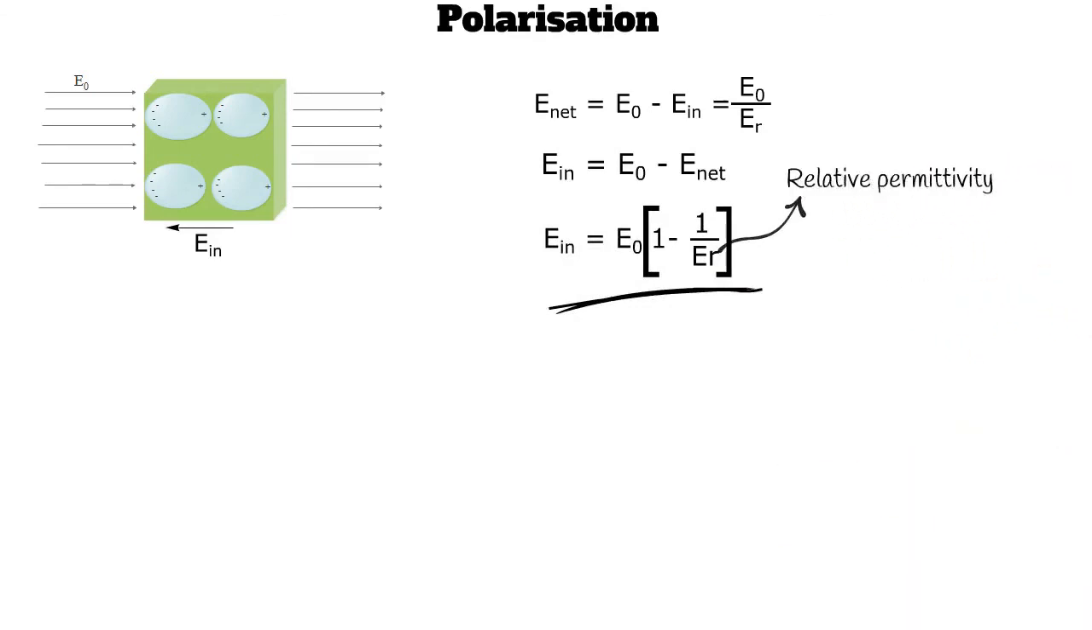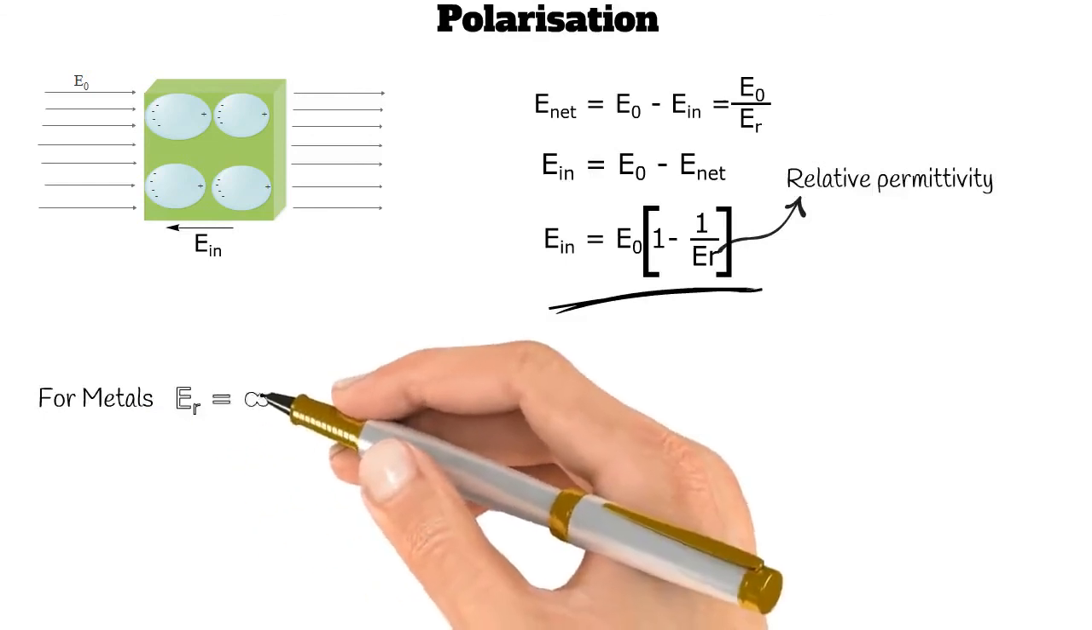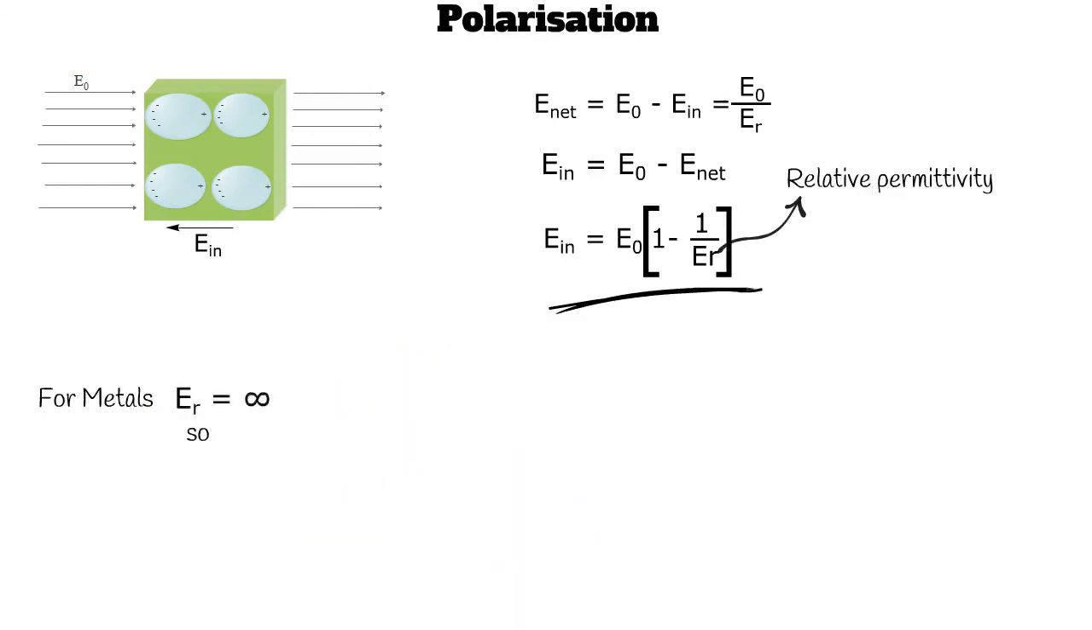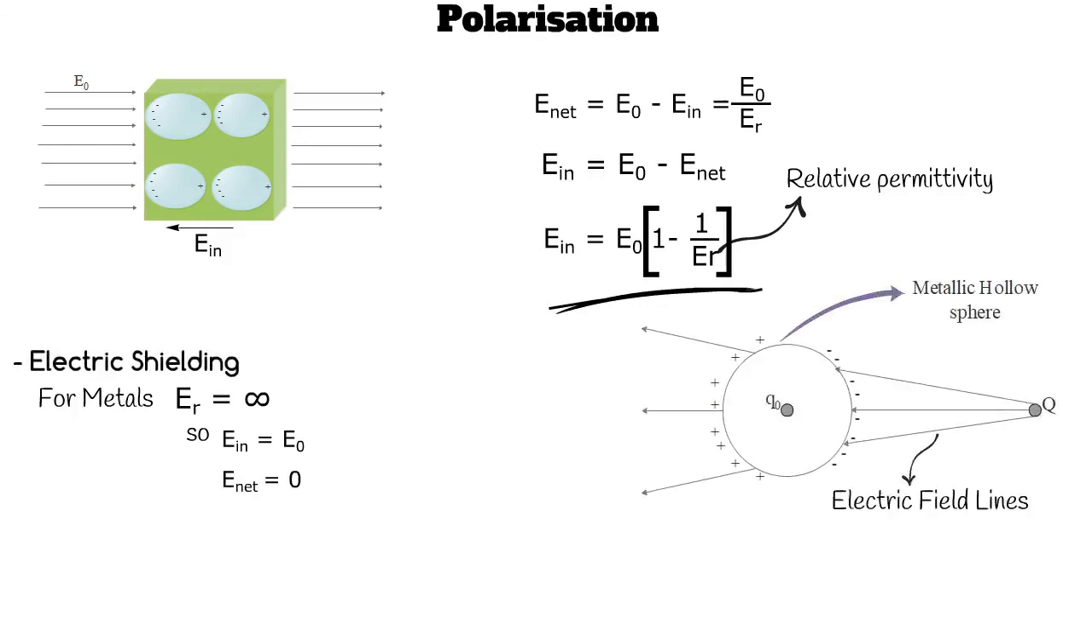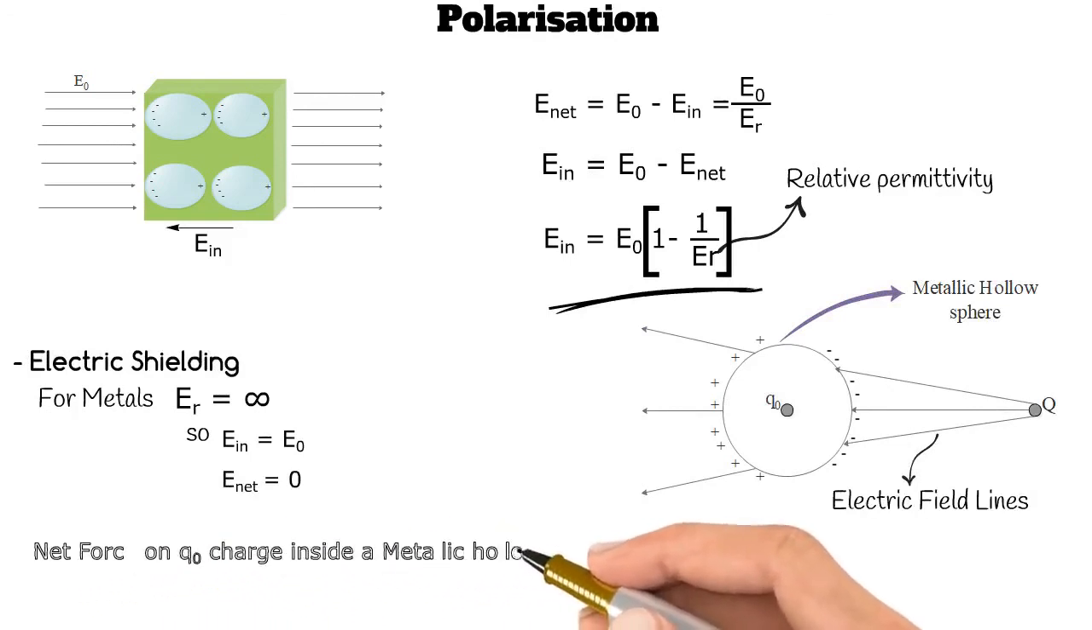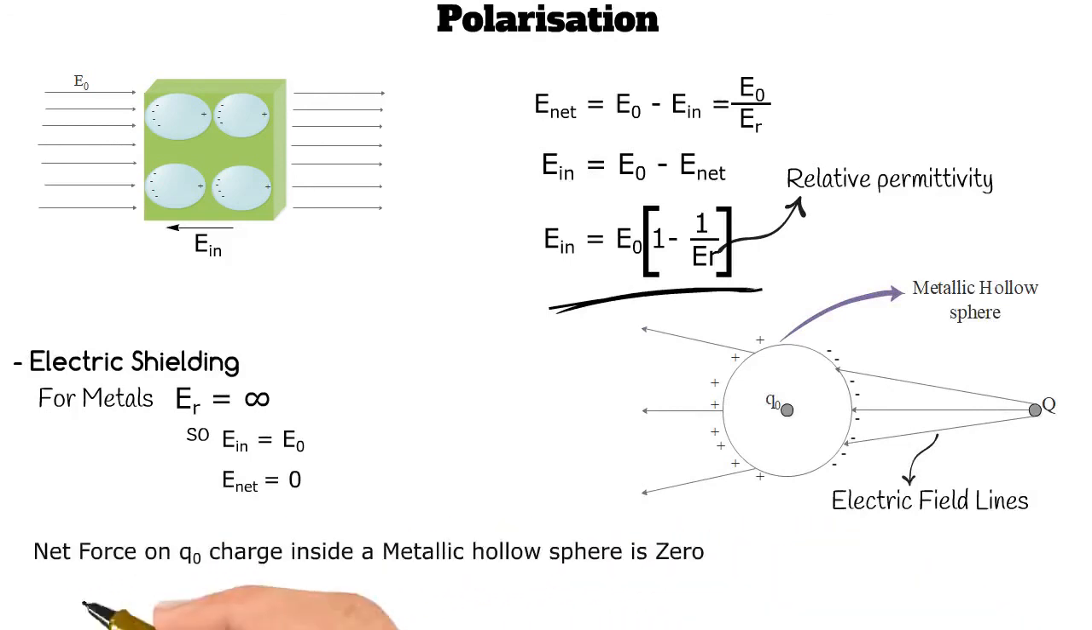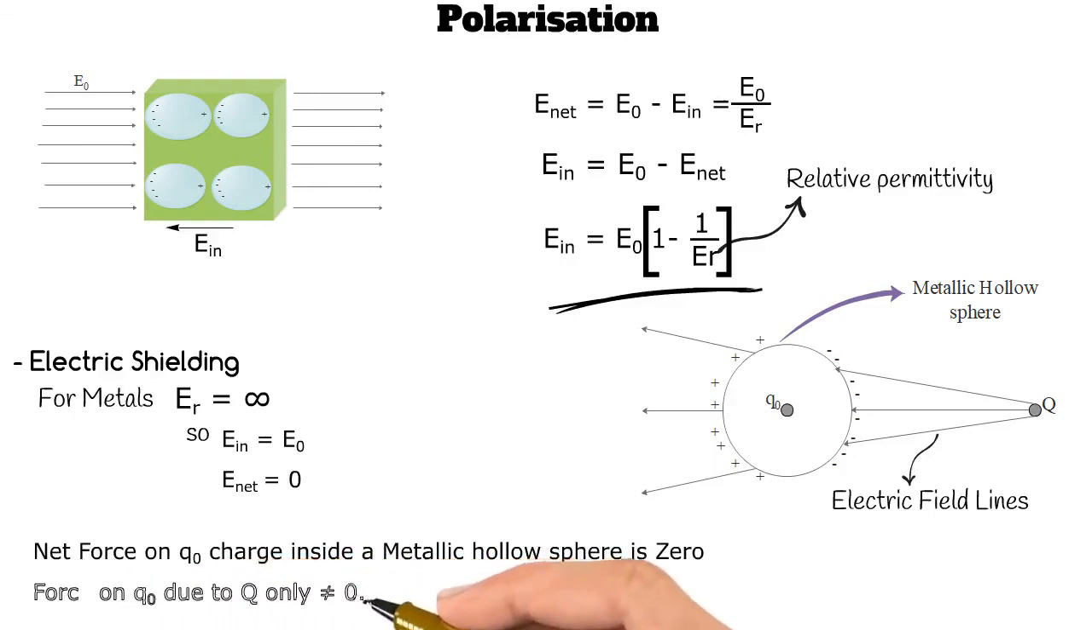If the substance was metal, for metal relative permittivity is infinite. So induced electric field equals applied electric field. So net electric field in the metal will be 0. This is called electric shielding. In this given diagram, net force on Q0 charge inside a metallic hollow sphere is 0. Force on Q0 due to only capital Q is not equal to 0. This is because it's the conductive hollow sphere that makes the force equal to 0 by inducing equal and opposite electric field.